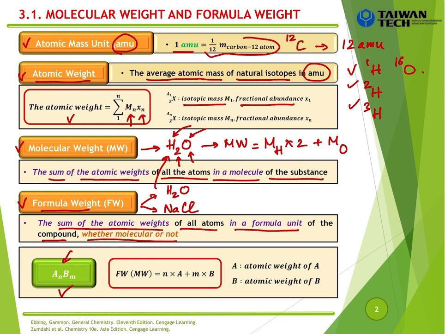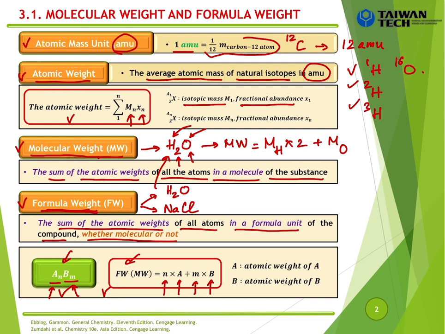If we have the compound AnBm, in our structure we have n atoms of A and m atoms of B, okay? And then you can calculate the formula weight by using this equation. Because we have n atoms of A, so n times the mass of A, plus m times the mass of B, and then we get the formula weight, okay? So you see we have the same equation to calculate molecular weight and formula weight, but molecular weight is only for molecular substances, while formula weight we can calculate in the general form.